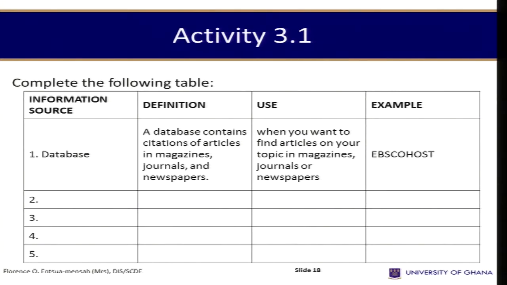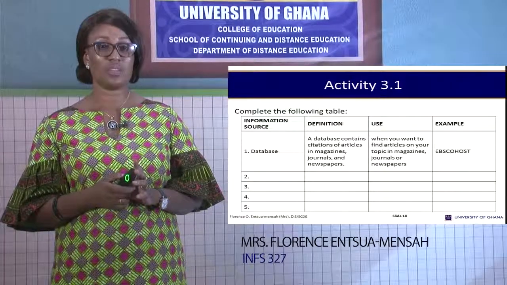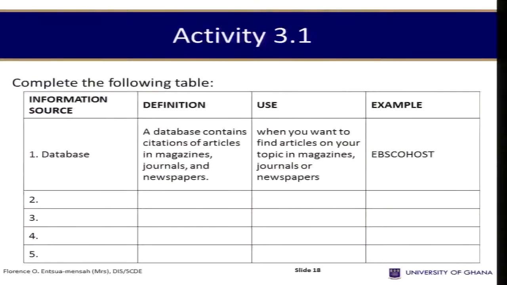We have the information source, the definition, the use, and the example in the template. So you can see I have one, database. I've tried to define the database for you. I've told you the use, and I've given you an example. Continue with the rest. You give me the information source, you try to define it, and give me the uses and the examples.